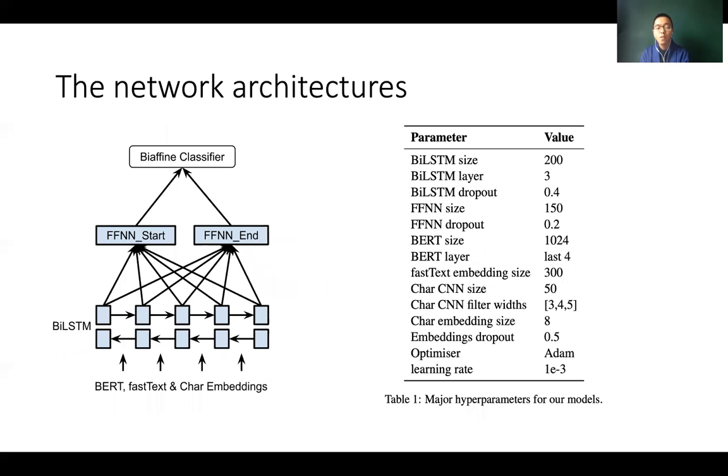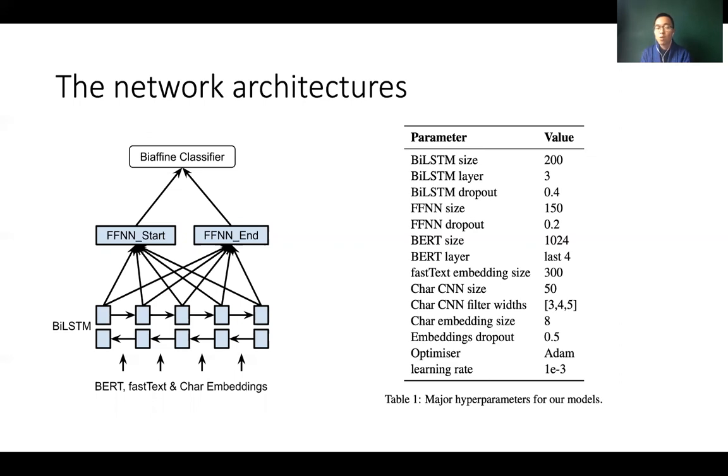In terms of the network architecture of our system, we use three different word embeddings. The first is a BERT embedding, and then the fastText embeddings, which are a context-independent embedding, and also the CNN-based character embeddings. After we gather all those three embeddings, we concatenate them and feed them into multi-layer bidirectional LSTMs. And this creates our initial word representation.